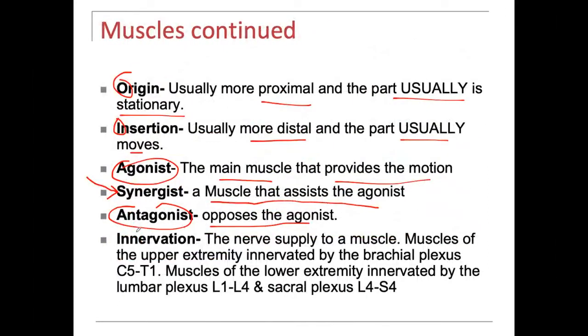And the last term is innervation. When we see the word innervation, we see the word nerve, and it really is the nerve supply to the muscle. Whenever we're talking about muscles of the upper extremity, anything from the shoulder down to the fingers, the nerves that control all of those muscles come from a plexus called the brachial plexus, which comes from the neck at levels C5 to T1. When we're talking about the lower extremity, from the glutes all the way down to the toes, we have the lumbar plexus or the sacral plexus involved.